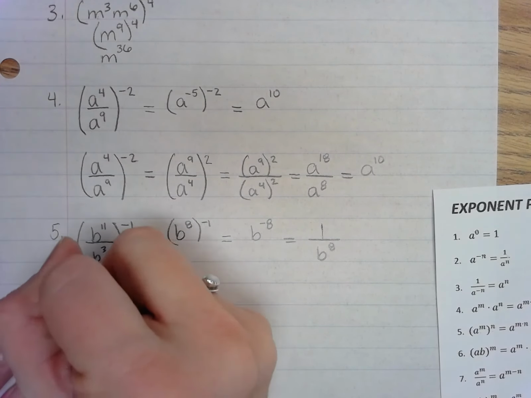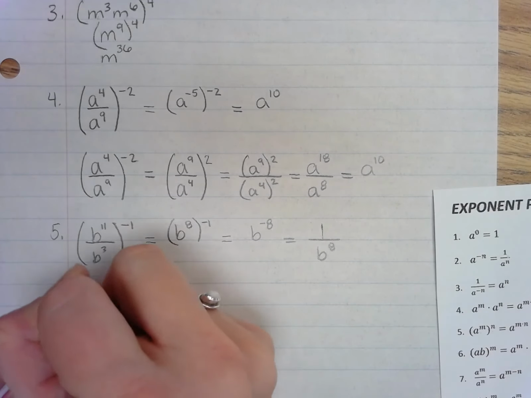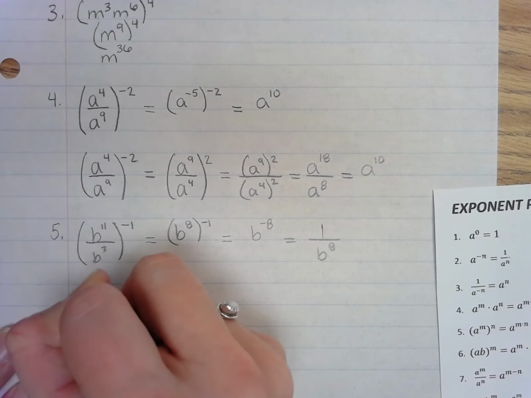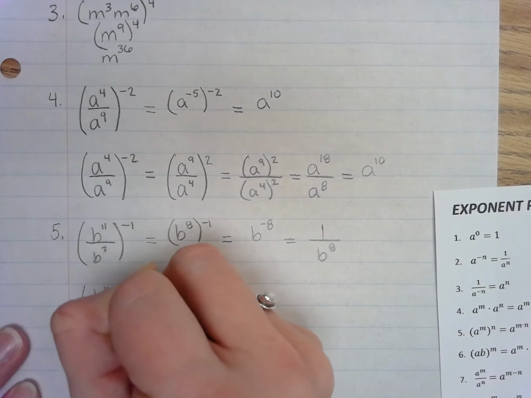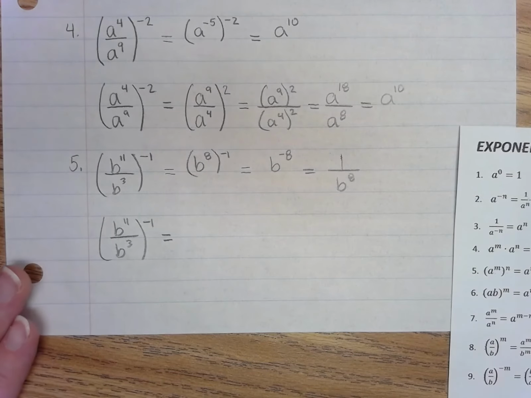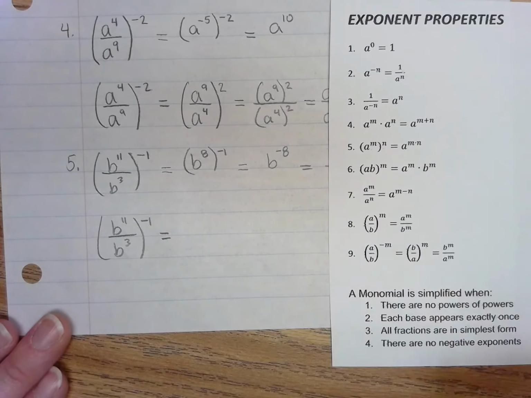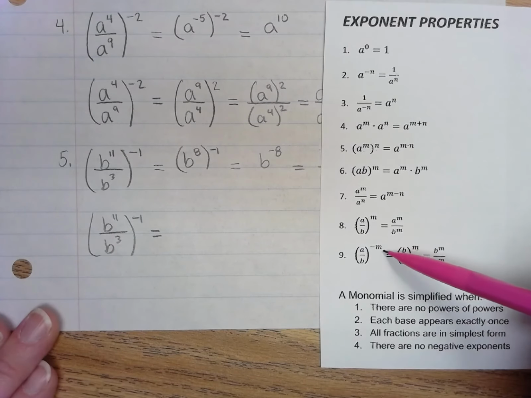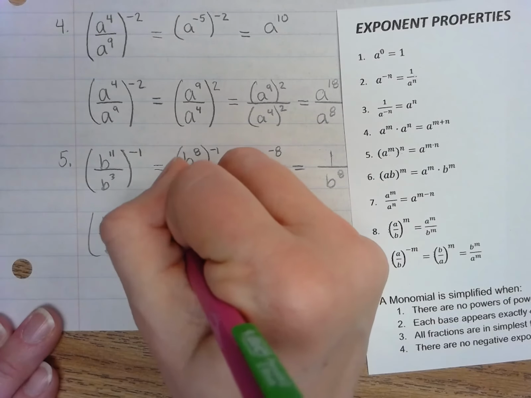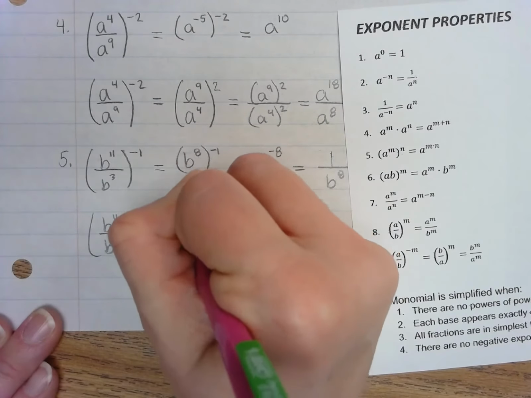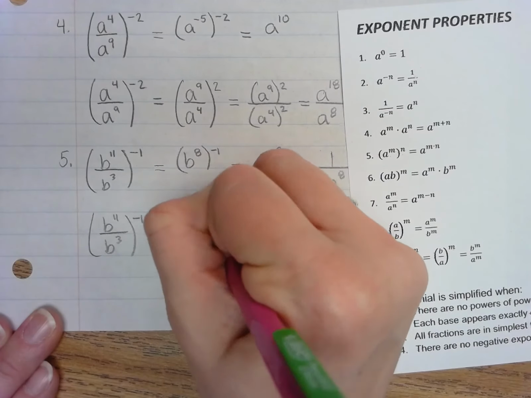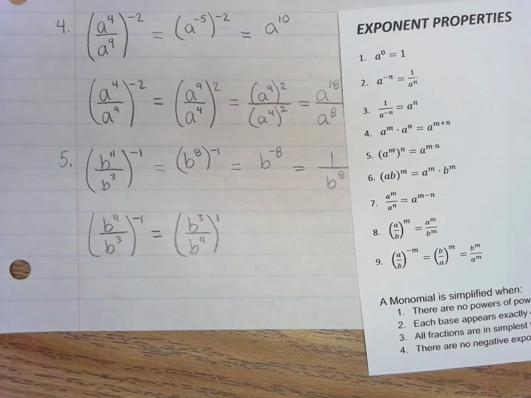Let's see if we can find another way to get to that same answer. So start with our problem, b to the 11th over b to the 3rd, all of that raised to the negative 1 power. Let's start with that negative 1 on the outside. So that property says if we've got a negative exponent on the outside, we can flip our fraction. It makes that exponent become positive. So b to the 3rd over b to the 11th, all of that raised to the positive 1 power.